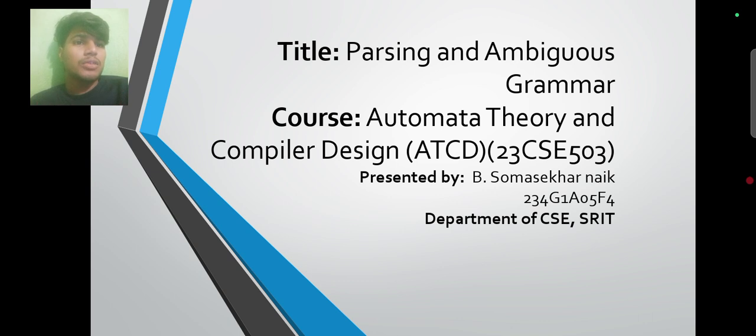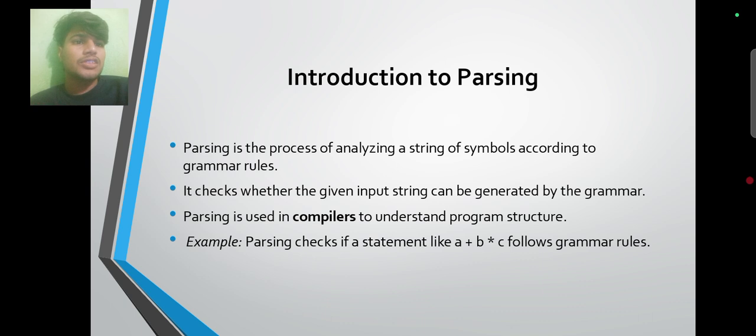Now I will explain my topic, parsing and ambiguous grammar. First of all, we discuss the introduction to parsing. Parsing is the process of analyzing a string of symbols according to the grammar rules. It checks whether the given input string can be generated by the grammar, and parsing is used in the compiler to understand program structure. Example of parsing: parsing checks if a statement like a + b * c follows the grammar rules.